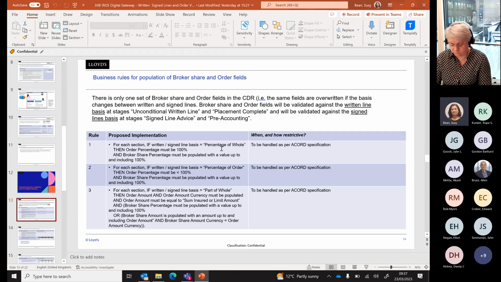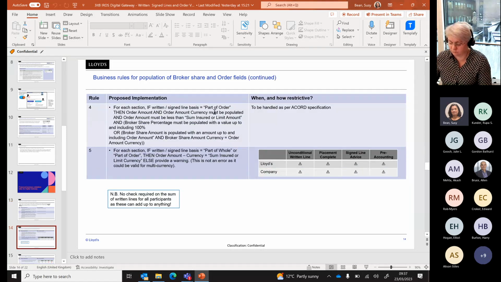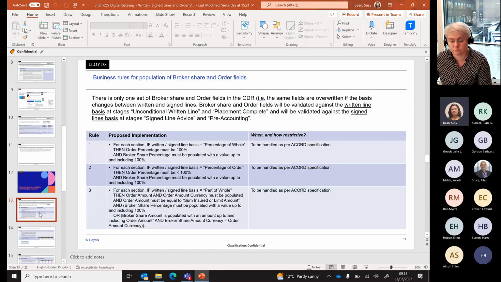Okay, no, that would be good. The idea behind that is because this is part of whole, it should be like the whole amount. Whereas if it was the next one, which is part of order, then it would be less. But yeah, definitely we need to validate and make sure it's correct. So yeah, that would be good if you could do that and come back. Will do.